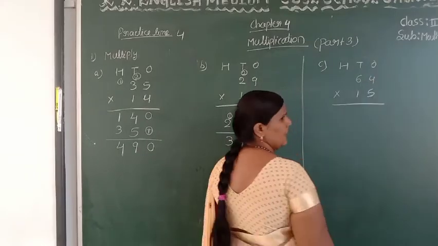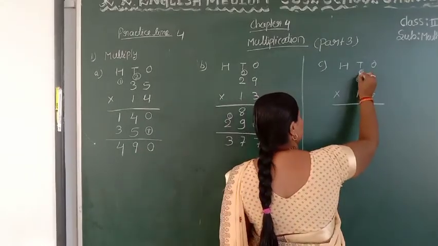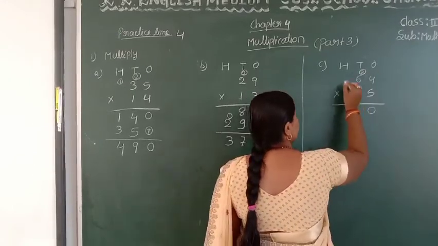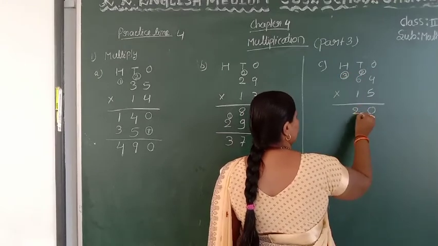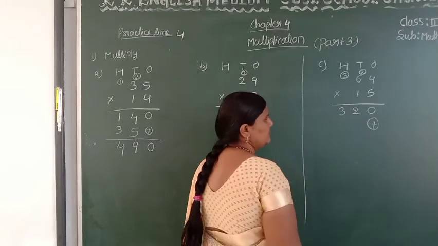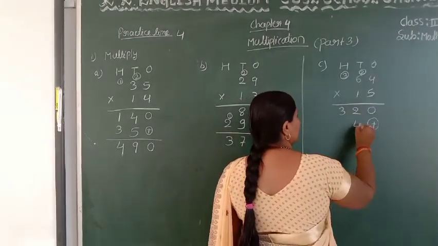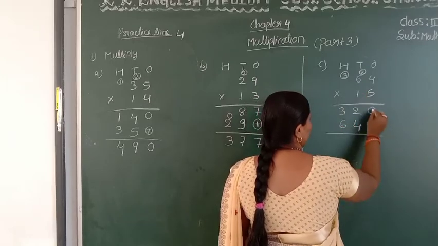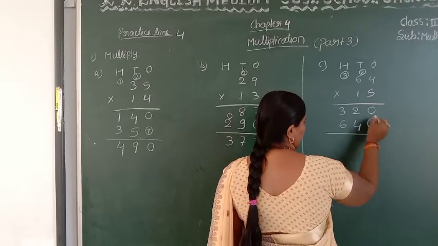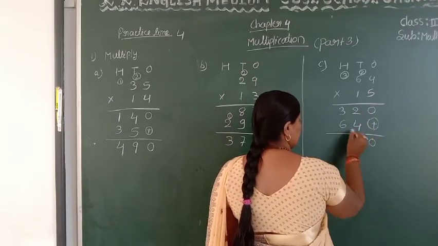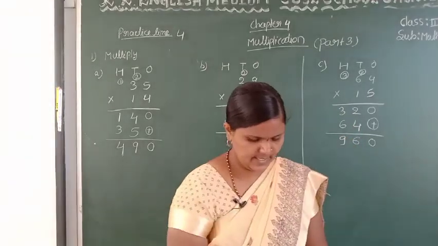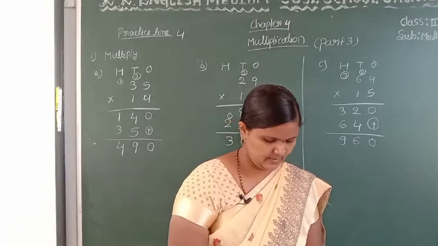Next, third one. 64 into 15. 5 4s are 20, write 2 here and write 0. 5 6s are 30, 30 plus 2 is 32. Means write 3 here and write 2 carry, and that 3 here write as it is. Now 0. 1 into 4 is 4, 1 into 6 is 6. Now 0 plus this 0, you have to write 0 directly as it is. 2 plus 4 is 6. 3 plus 6 is 9. And answer is 960.